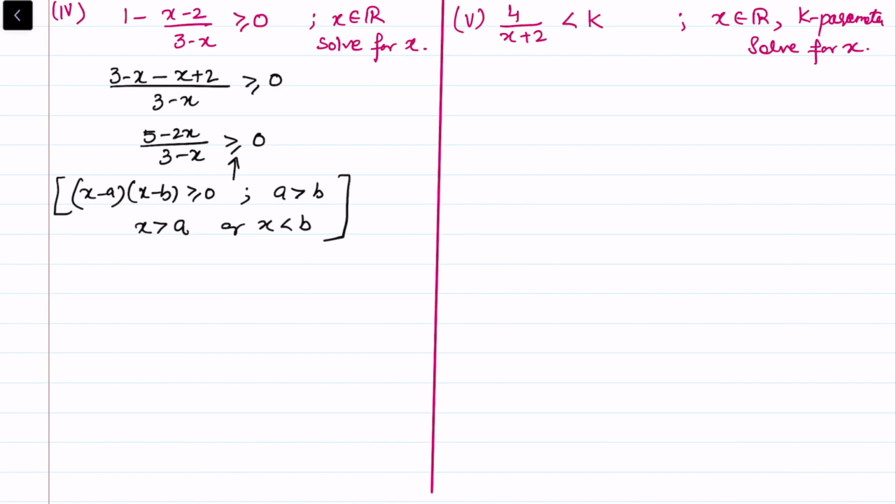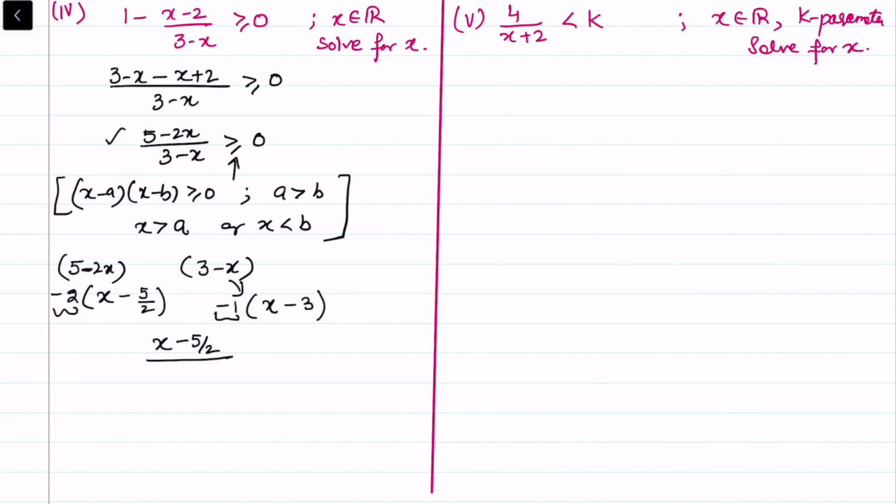So we can just directly look at the two factors. We have 5 minus 2x, one factor, and we have 3 minus x, the other factor. So here I will take this minus 2 common. Inside I will have x minus 5 by 2. From this case I will take minus 1 common. I will get x minus 3. This negative and this negative will get cancelled. So I will actually have x minus 5 by 2 upon x minus 3 greater than or equal to 0. There is no change in the sign of inequality because only these two terms were cancelled.